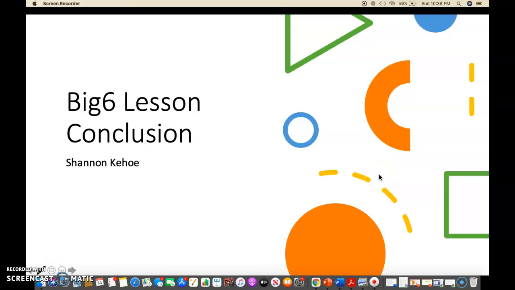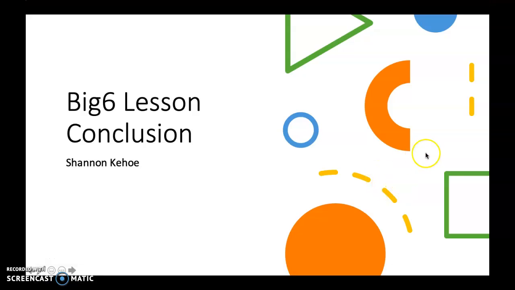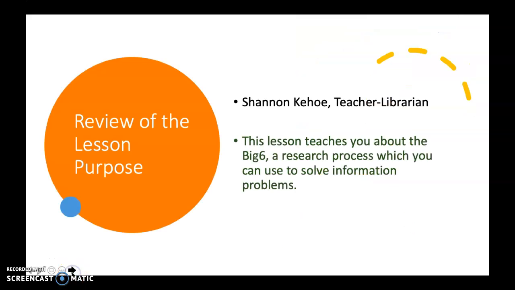Okay, so to conclude the Big 6 lesson, we can think about the purpose of the lesson, which was to teach you about the Big 6, teach you how to use this research process to solve information problems. I am Shannon Kehoe, your teacher librarian.